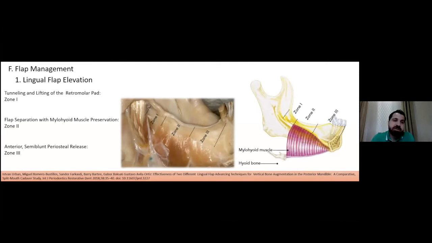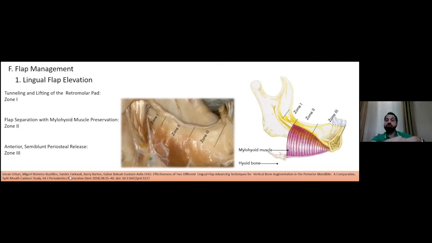Another thing that is important is the lingual flap elevation and the lingual flap management that was described by Professor Istvan Urban. Tunneling, first we're going to talk about zone one. Zone one is the most distal. It's where we're going to do a tunneling and lifting of the retromolar pad. And on zone two, usually what we do is flap separation of the mylohyoid muscle.